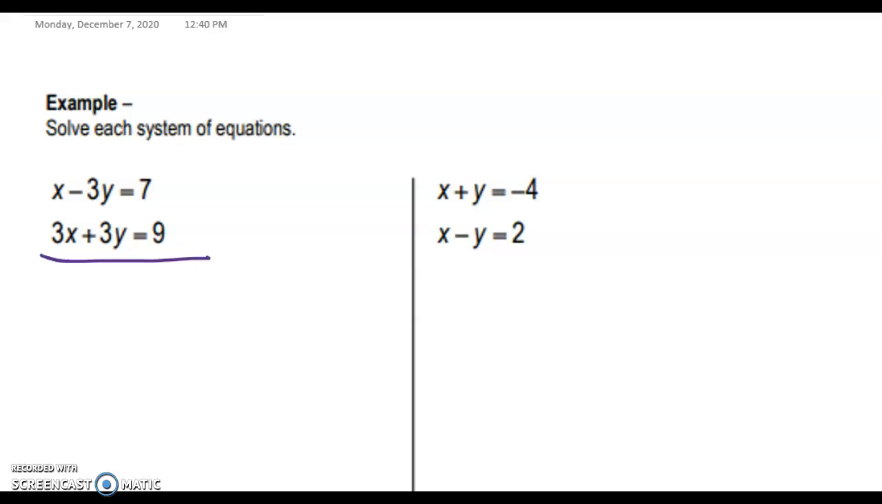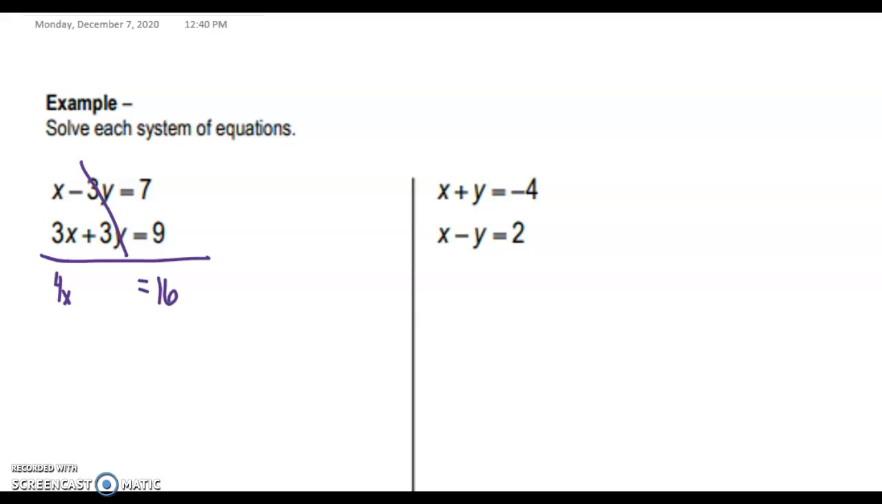So we're going to do x plus 3x. So we're going to take these two and add. x plus 3x is 4x. Okay, now take the y's. Negative 3y plus 3y. That makes 0, so that eliminates. And then 7 plus 9 is going to be 16.